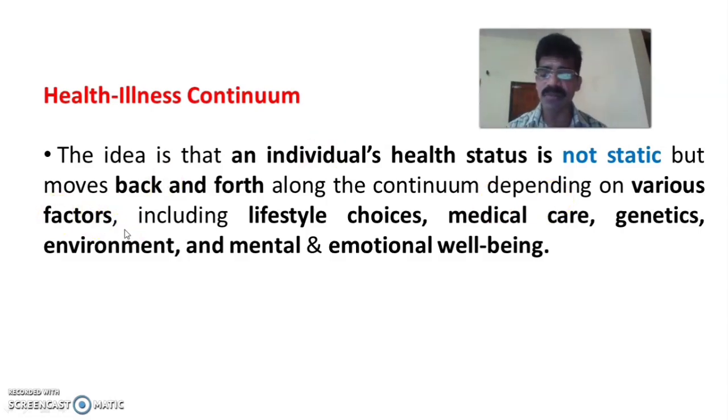Whether a person is suffering illness or having maximum health, optimum health or wellness depends upon a number of factors, such as lifestyle choices or practices or behavior of the person, acceptance of medical care, genetic background of the particular person and his family, environmental influences or factors, and mental and emotional well-being of the person. These are all the factors which influence the health-illness continuum, leading to wellness or to illness, severe illness, disability or even death.